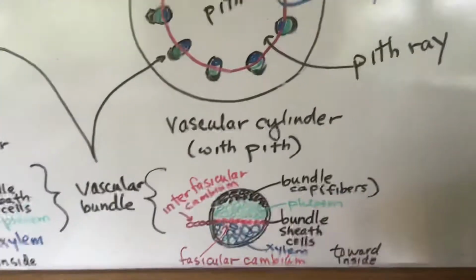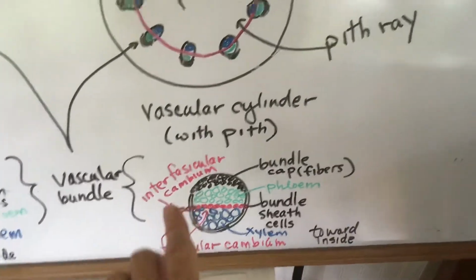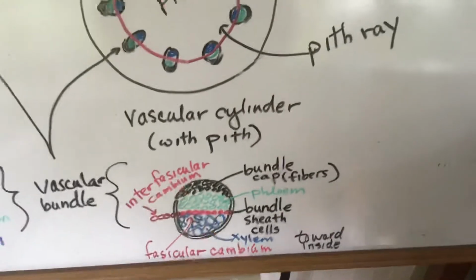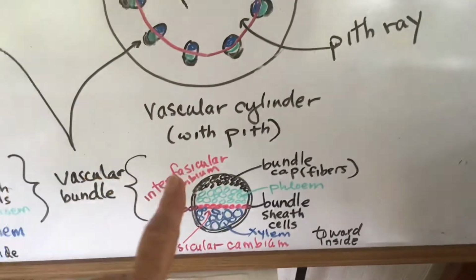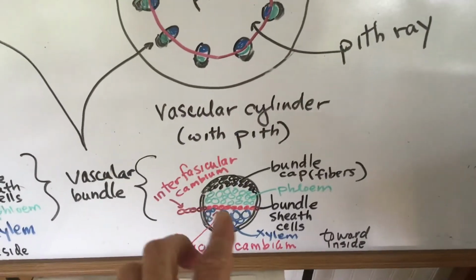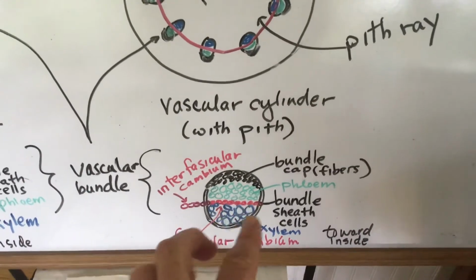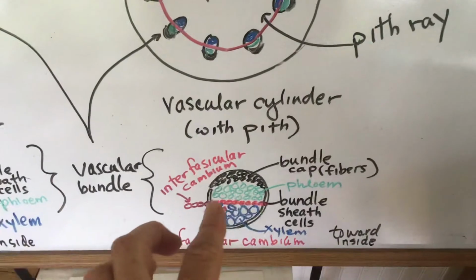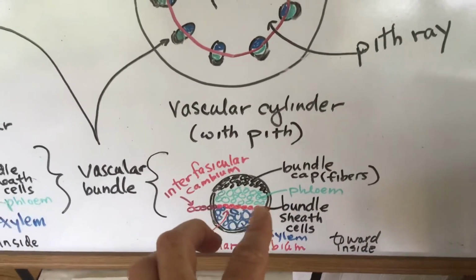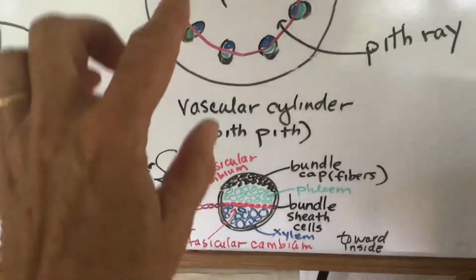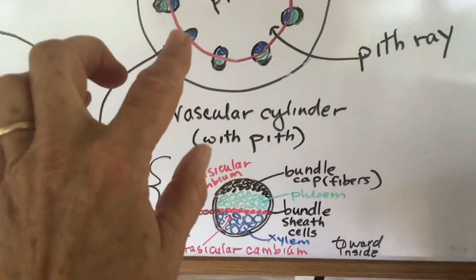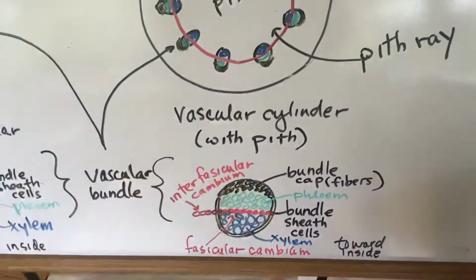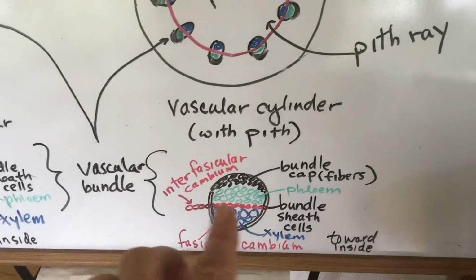Now looking at a vascular bundle of a eudicot, this is towards the inside and this is towards the outside. You have the same arrangement in terms of the xylem towards the inside, the phloem towards the outside, and vascular cambium in between. But in this case, it extends between different vascular bundles. So right here it's shown in red. So basically it's a continuous layer.